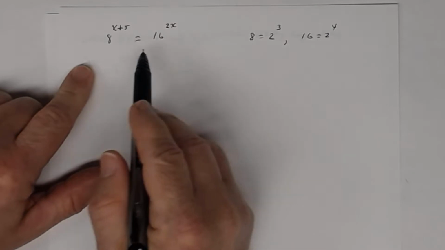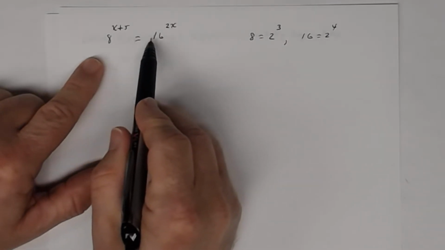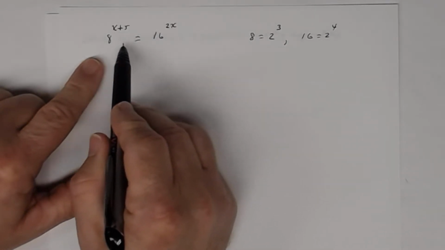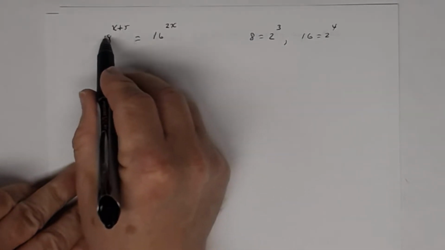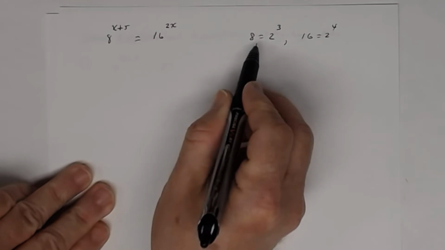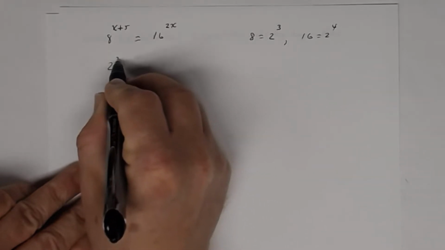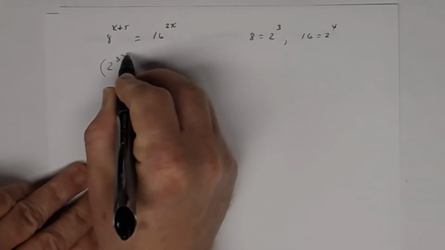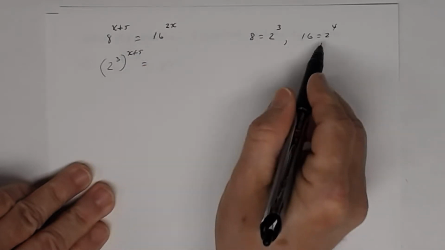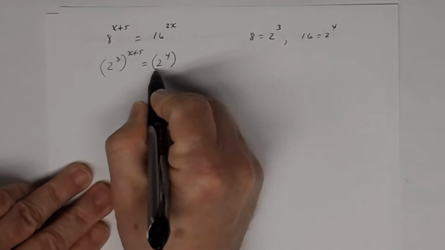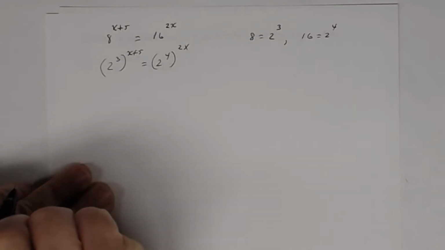And so in this case, I can solve this exponential equation by getting the bases to be equal. So in place of 8, I'm going to substitute 2 to the third. And so I get 2 to the third, and that's raised to the x plus 5 power, equal, and 16 is 2 to the fourth, and that's being raised to the 2x power.